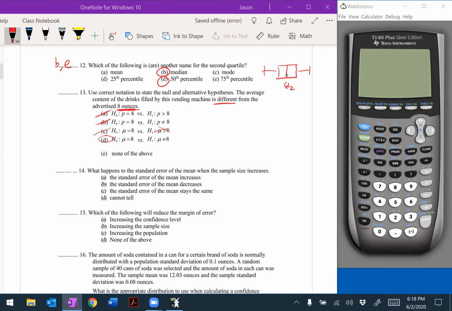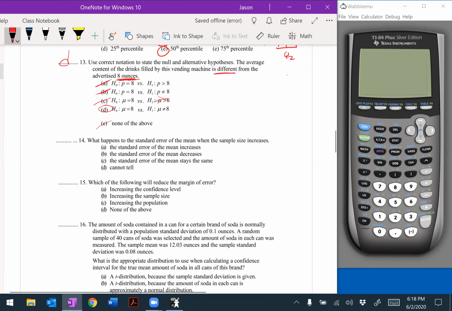Use correct notation to state, oh, this is D. We already did that one. Boom, D. Okay, number 14. What happens to the standard error of the mean when the sample size increases? S over the square root of n. As n gets larger, what happens to the standard error? Well, it gets smaller. So that's a B, smaller.